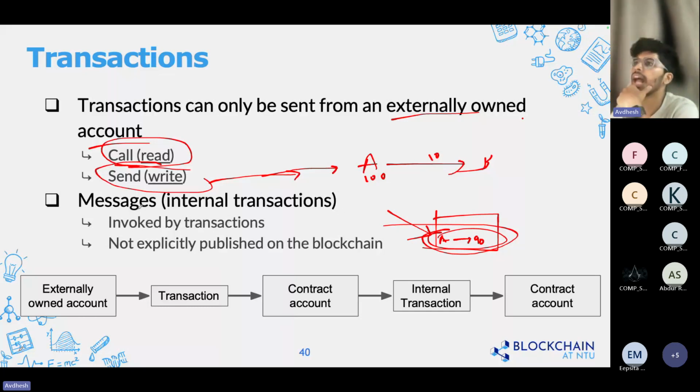Same with Solidity as well. And messages as well. I think it will confuse you with transactions, so I think I won't go into this. So yeah, this is the user flow.